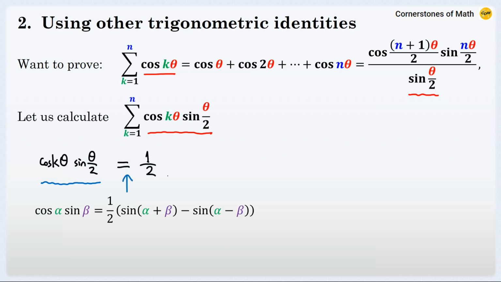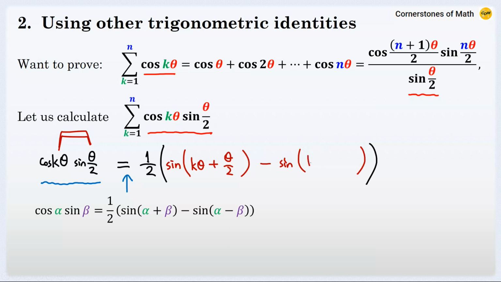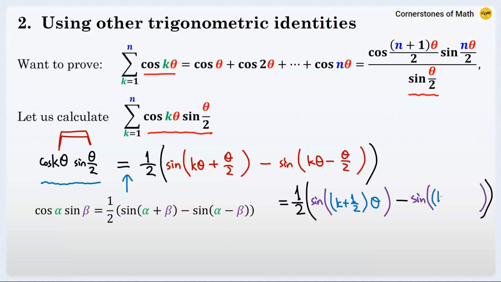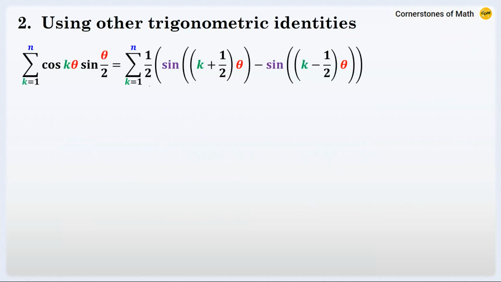Then we have 1/2 times sine of the sum of these two angles, so k theta plus theta over 2, minus sine of the difference between these two angles, so k theta minus theta over 2. And let us write this as 1/2 sine (k plus 1/2) theta minus sine (k minus 1/2) theta. So we have this summation of 1/2 sine (k plus 1/2) theta minus sine (k minus 1/2) theta.